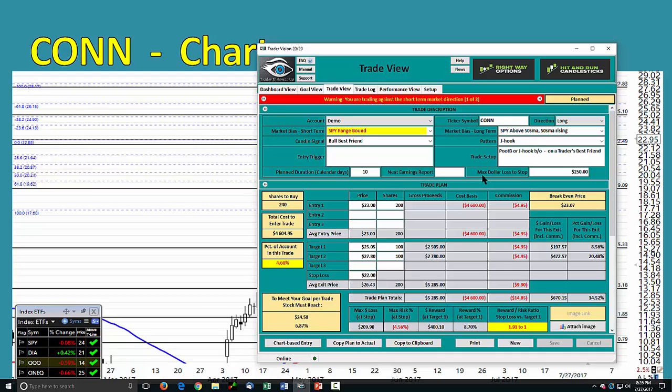Okay, so OS, since you're not familiar, this is the standard way TraderVision works. There's multiple ways you can choose how you want to define how many shares to buy. My personal preference is to choose the max dollar loss to a stop. So I decide that I want to risk no more than $250 per trade between my entry and the stop. That $250 then defines how many shares I can buy.